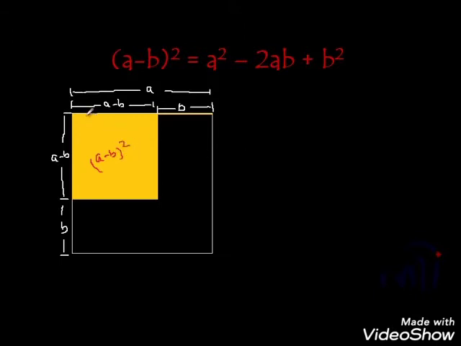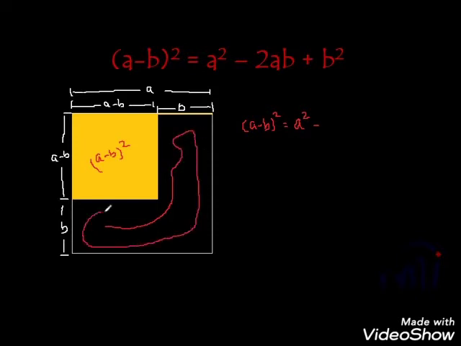And what will be the area of the bigger square? The area of the bigger square will be a square, right? And what can we say about this a minus b square? A minus b square is actually equal to the area of the bigger square, which is a square, minus this area, right? This area, isn't it? So if somehow we are able to find the area of this L-shaped figure and remove that much area from a square, we'll get a minus b whole square. So let's try and do it.